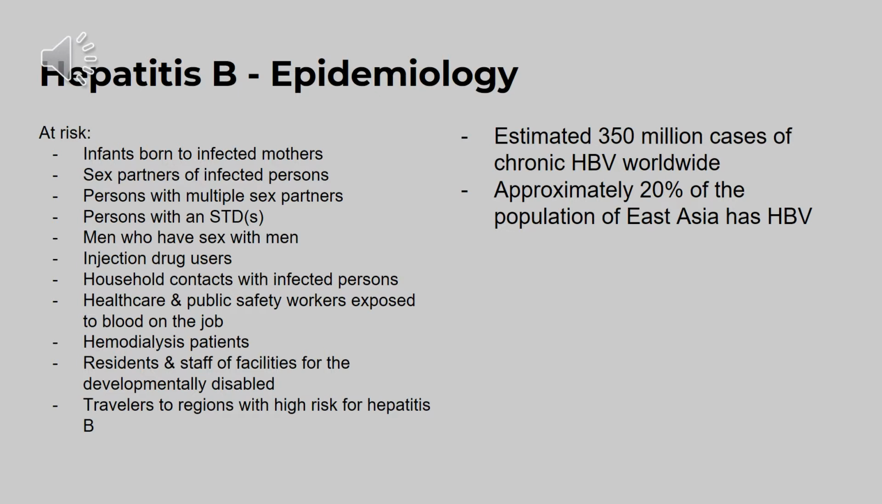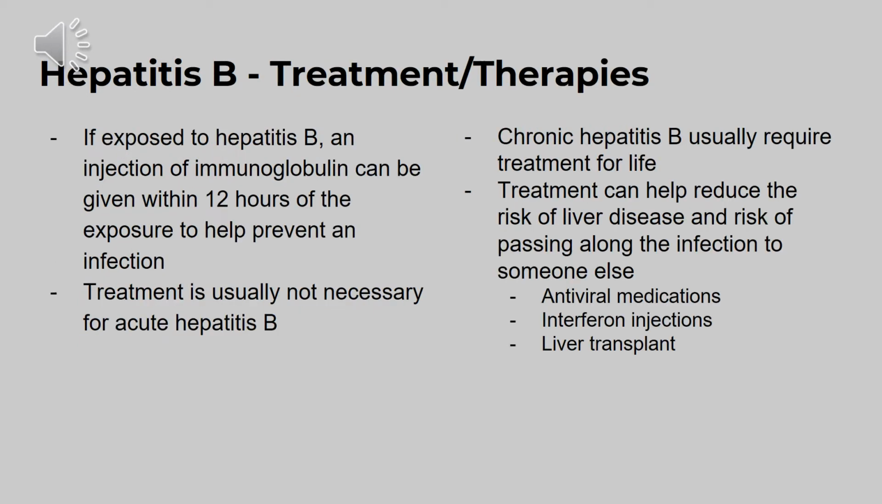It is estimated that there are 350 million cases of chronic hepatitis B worldwide, and in East Asia, approximately 20% of the population is infected with the Hep B virus. As far as treating hepatitis B virus, if one has a known exposure to this virus, then an injection of immunoglobulin antibodies can be given within 12 hours of the exposure, and this can help prevent a true infection of the virus. Treatment's usually not necessary for acute Hep B.